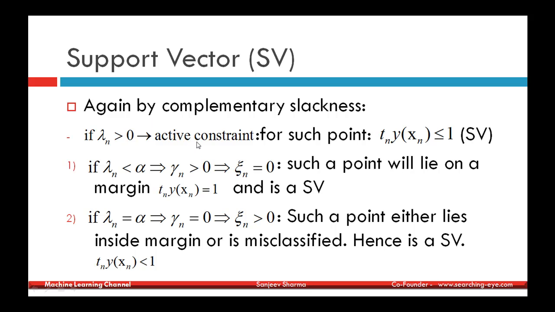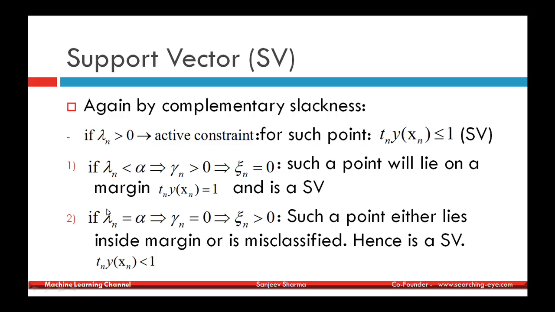So the first case is that if lambda n is greater than 0 and lambda n is less than alpha, it means that gamma n should be greater than 0, since lambda n is equal to alpha minus gamma n. Therefore gamma n will have to be greater than 0, which states that eta n is equal to 0. And if eta n is equal to 0, it means that t n times y of x n is equal to 1. It means that such a point lies on the margin, and therefore such a point is a support vector.